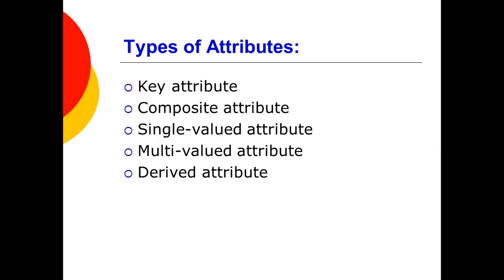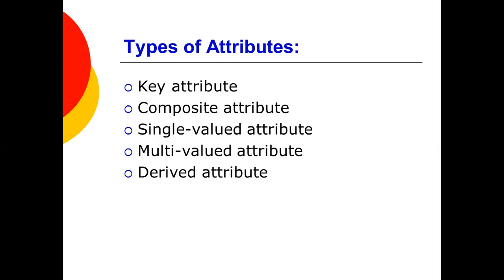But about the derived attribute, from the date of birth, another attribute is called the derived attribute, that is the age. Suppose we indicate the date of birth as an attribute, but a derived attribute means we are just concluding the age from the date of birth.